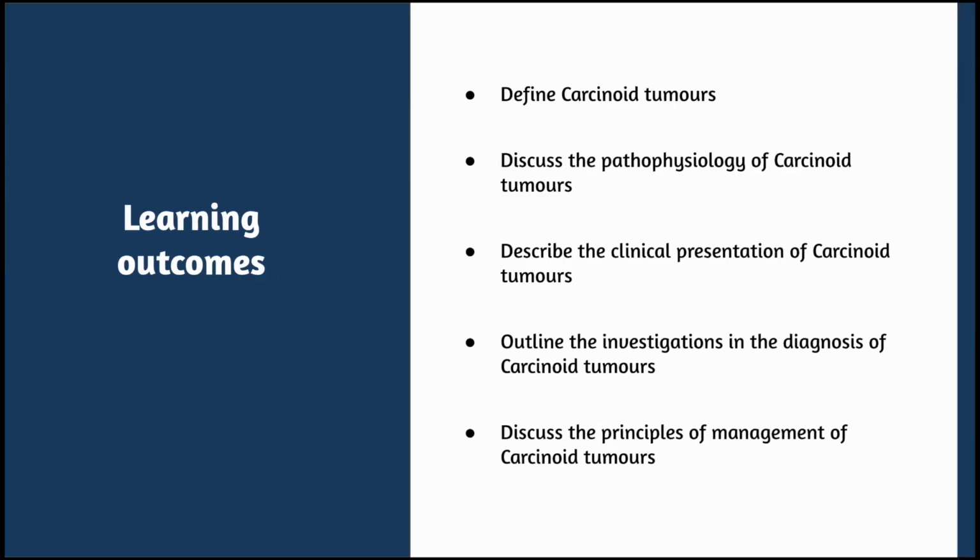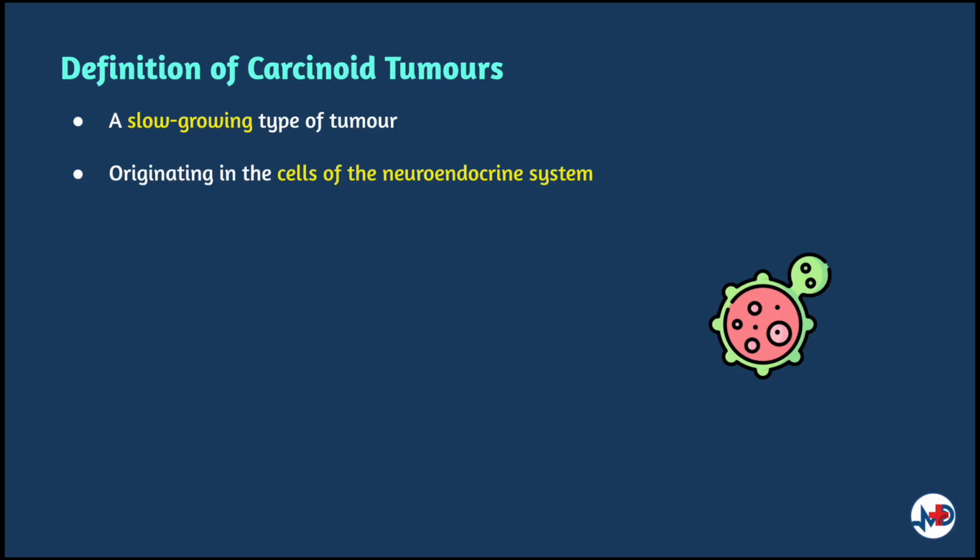Let's get started. So, what is a carcinoid tumour? Carcinoid tumours are a type of neuroendocrine tumours that grow from neuroendocrine cells. Neuroendocrine cells receive and send messages through hormones to help the body function. These cells are found in organs throughout the body. Carcinoid tumours often grow very slowly, so it is a slow-growing type of neuroendocrine tumour originating in the cells of the neuroendocrine system. In some cases, metastasis may occur.